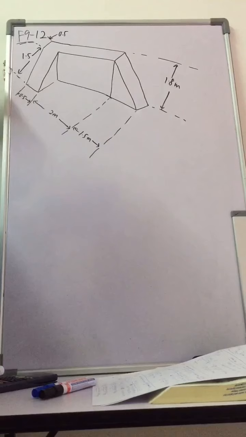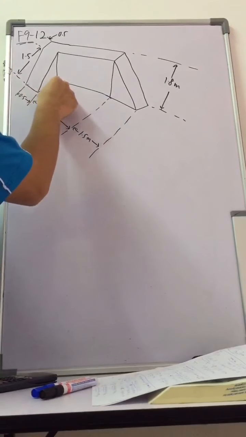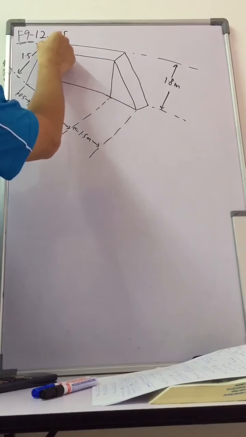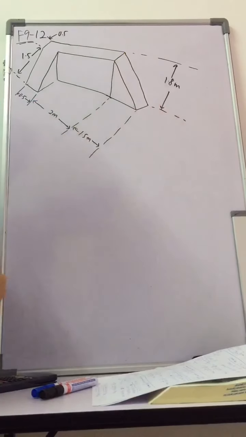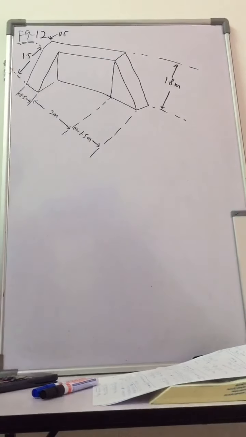And then this one is 1.5, and this is 0.5. This is 0.5, 0.5. Is it okay? I hope you can figure this out from the drawing.